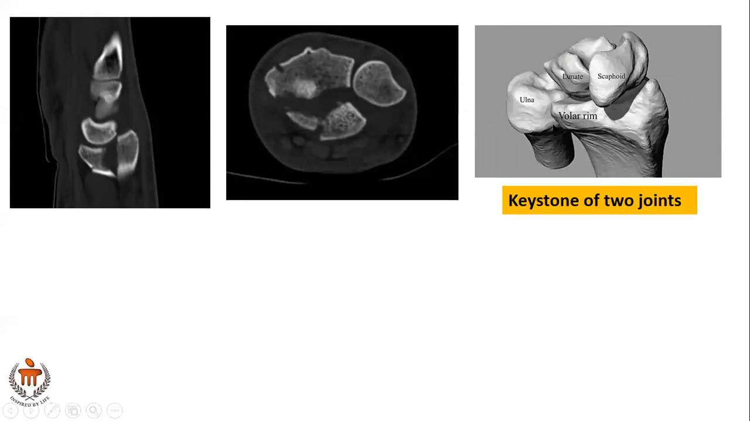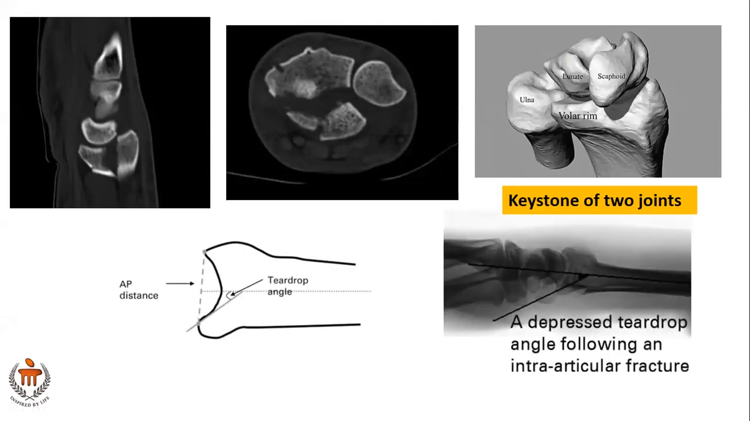See, this volar rim is a keystone for these two joints. And it's considered as the Achilles heel for distal radius fractures. A lot of failures happen if you don't try to fix this. And there are two important angles and distances you need to look at. The AP distance here is what tells you that there might be damage to the entire apparatus there. And here you have the depressed teardrop angle, again telling that the lunate facet is damaged here. So these are things you need to look at in the X-rays.